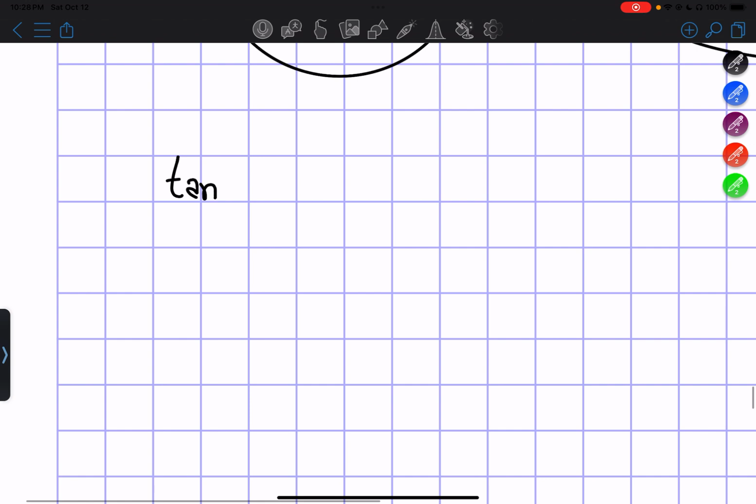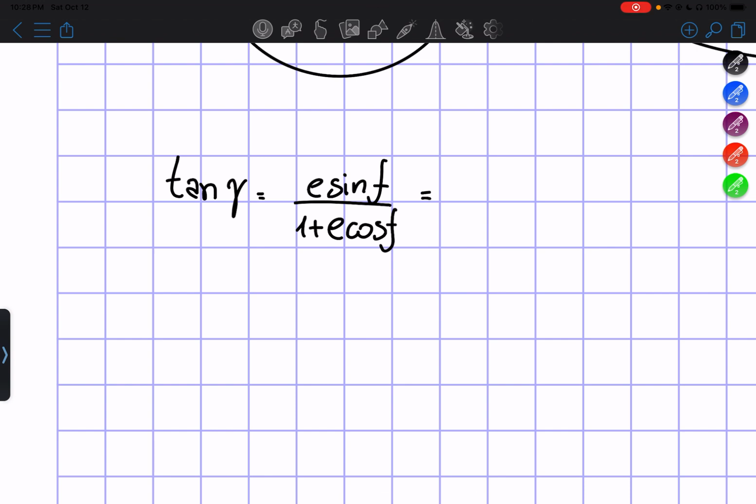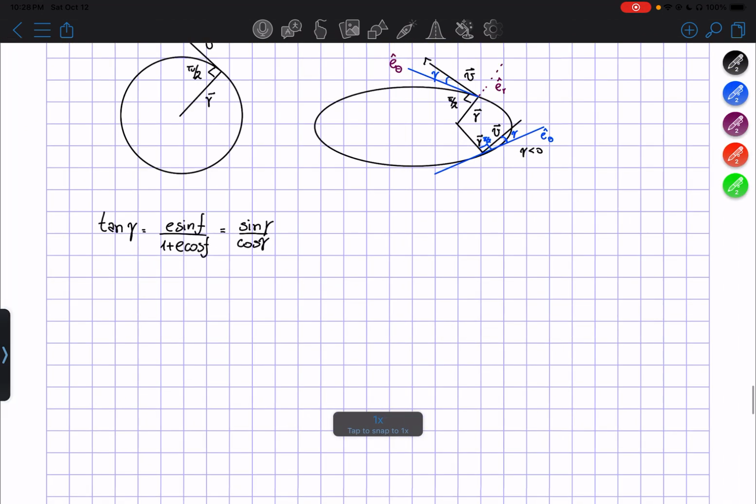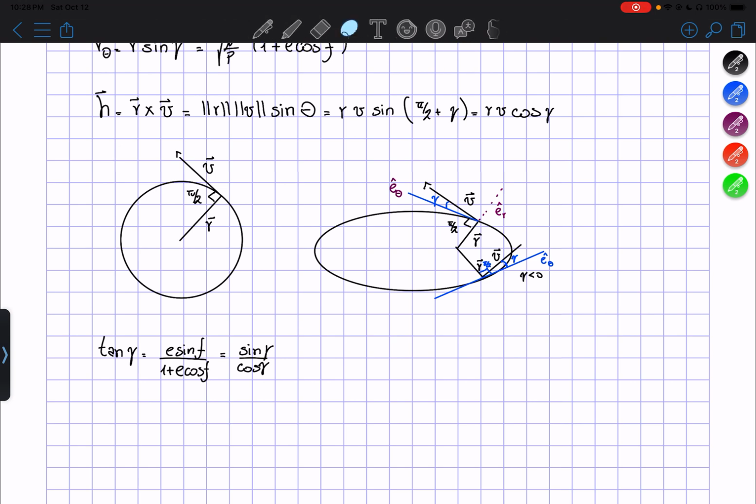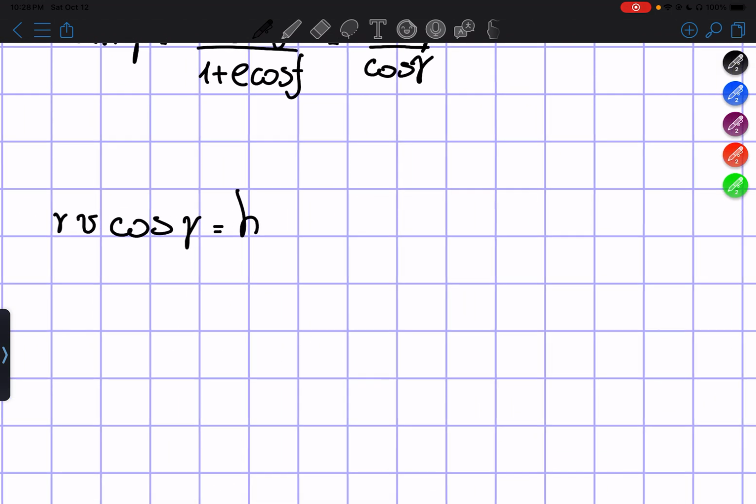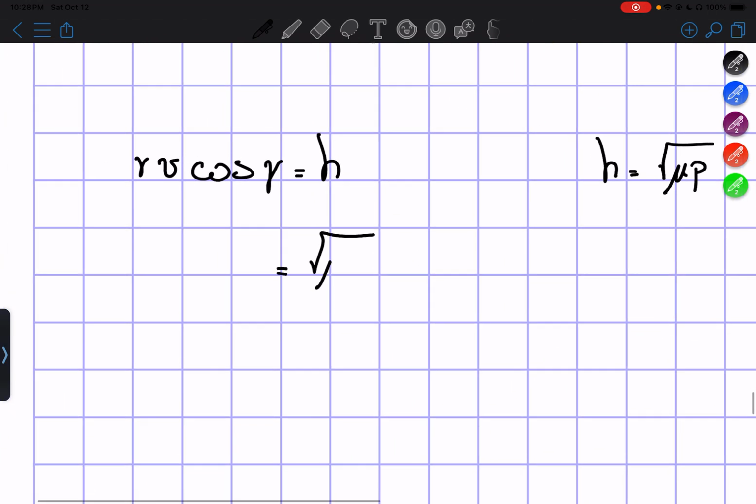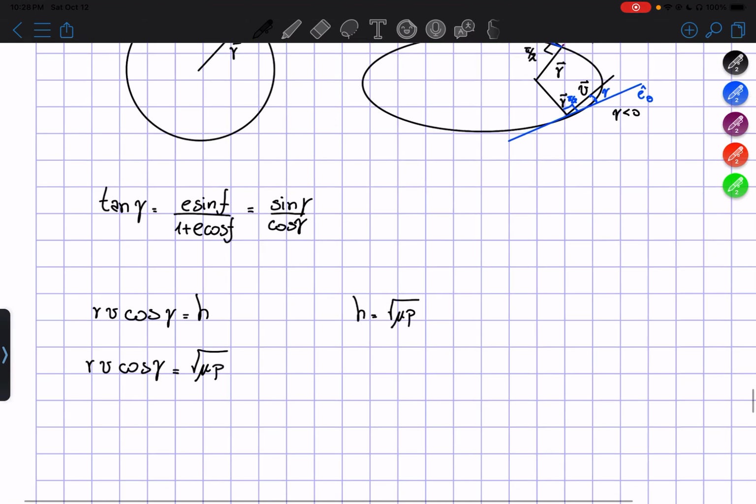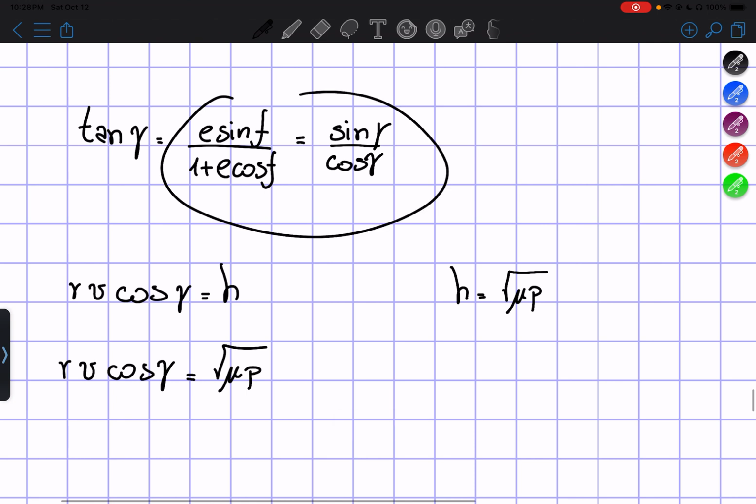Anyhow, then we have the tangent of gamma is equal to e sine f, f being the true anomaly, divided by 1 plus e cosine f. f is always the true anomaly. This is also equal to, because it's a tangent, sine of gamma divided by cosine of gamma. Okay. Now, what we had here is r V cosine of gamma, and that is equal to h. Now, we're talking about magnitudes here, not vectors anymore. h is also equal to square root of mu times p. Now, I can plug it in, so square root of mu p, and here I have r V cosine of gamma. And now I said that this thing here is true, right?